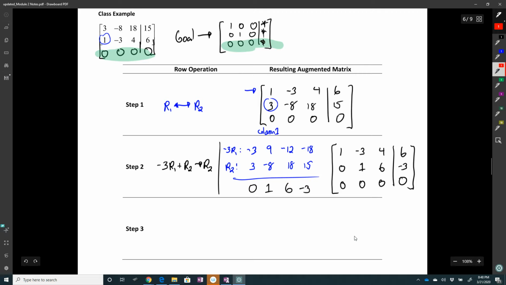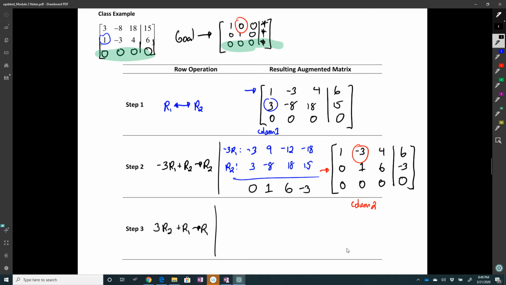In order to make it look like our goal, we have to go for that one up top and turn it into a zero. So I want to make that into a zero. So the opposite of negative three, I'm in column 2. So since I'm in column 2, I'm going to use row 2 to change it. The opposite of negative 3 is positive 3. So 3 row 2 plus row 1 is going to give me my new row 1.